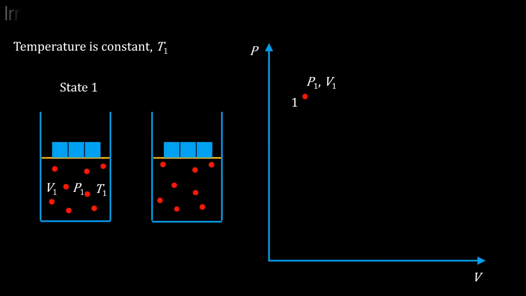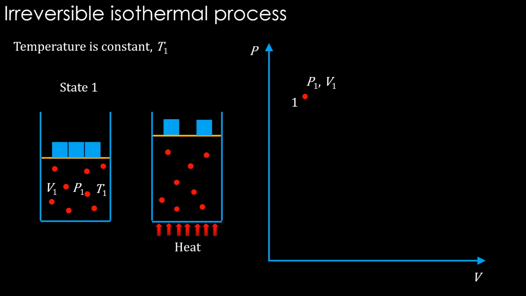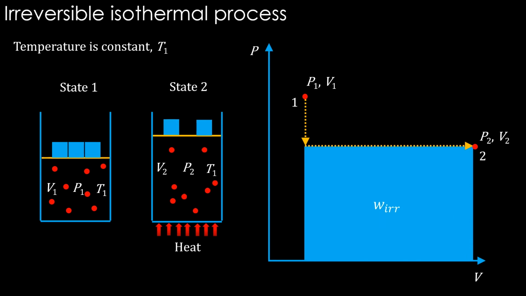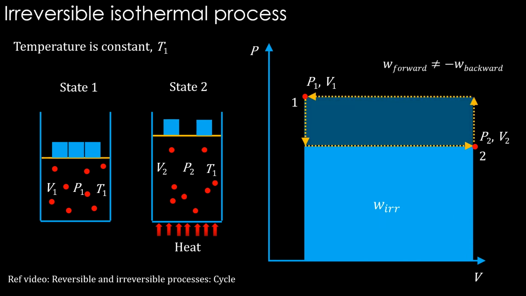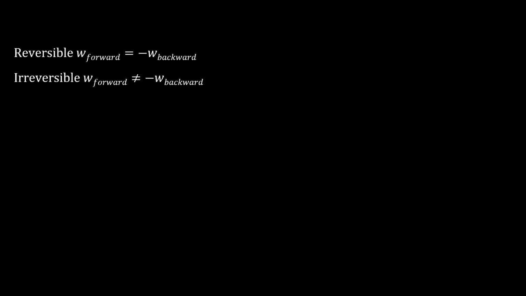Now let's see the irreversible path. 1/3 of the mass is removed in one go. Again, heat can be supplied in such a way that the temperature is maintained constant. The work done is the area under this curve. During the backward process, it is not the same. Fine. This is what we have learned.